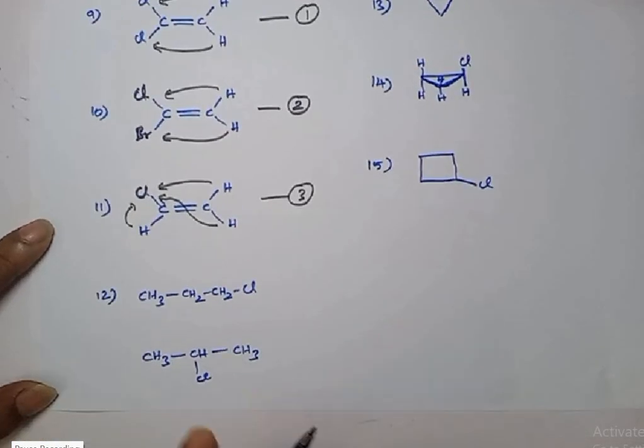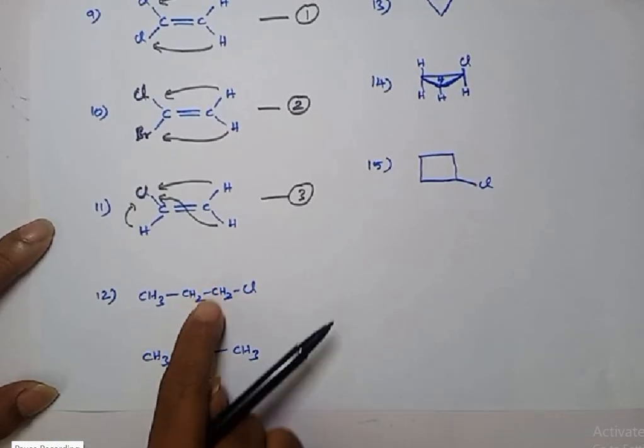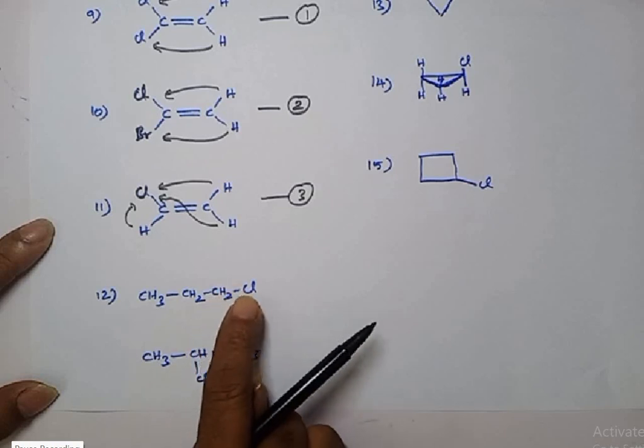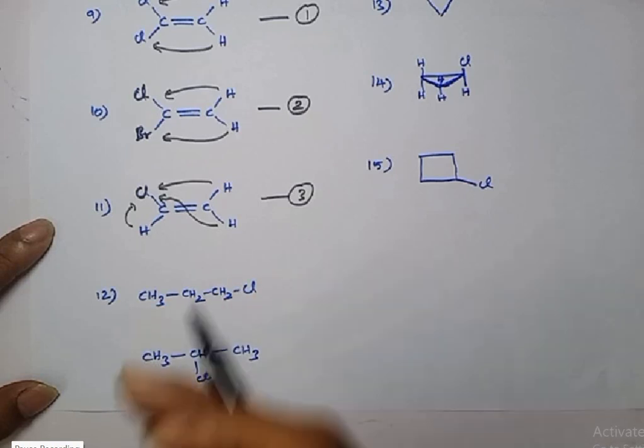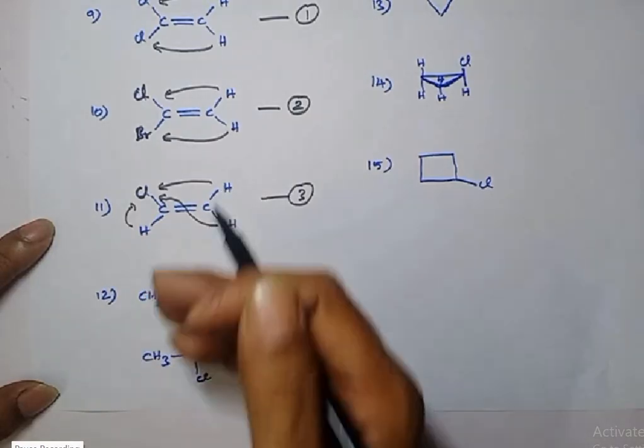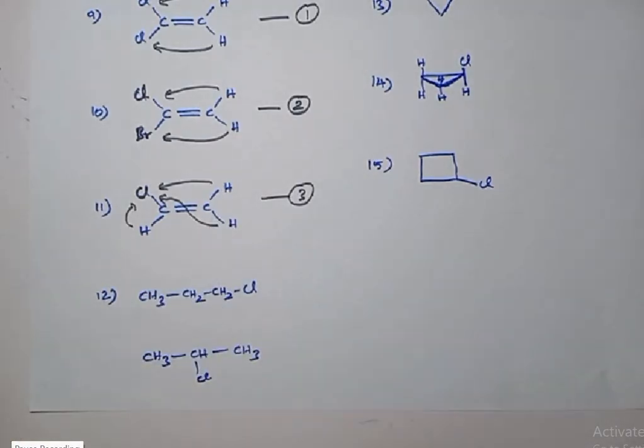Okay, very good. Now, see these 2 compounds. They are isomers actually, structural isomers, right? Positional isomers, 1-chloropropane and 2-chloropropane. How will you distinguish these 2 compounds using NMR?